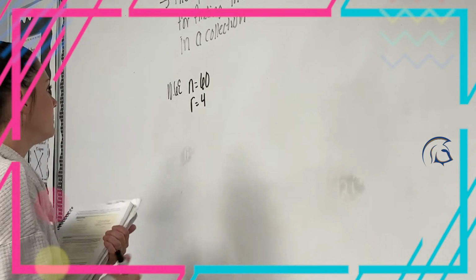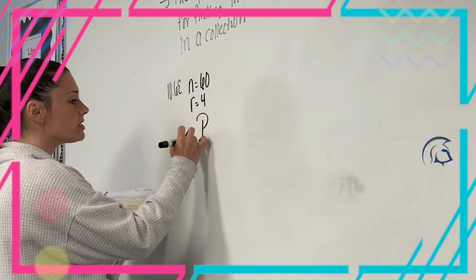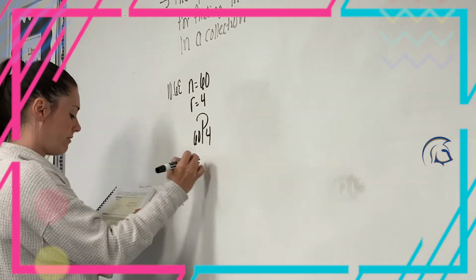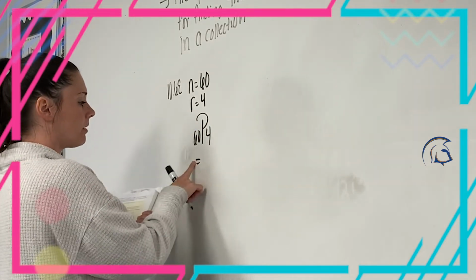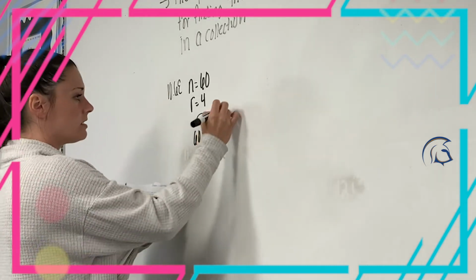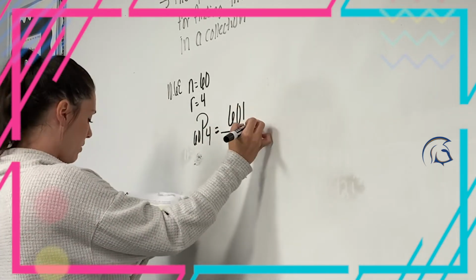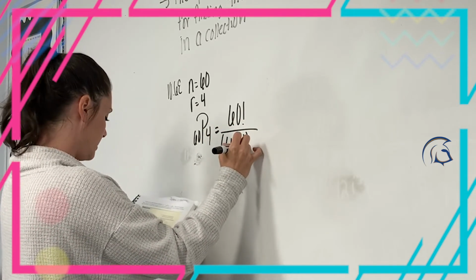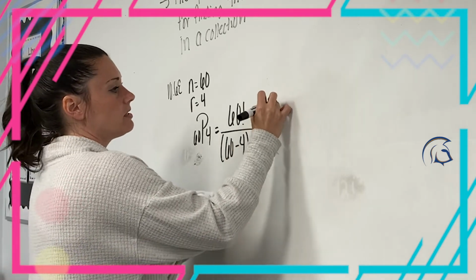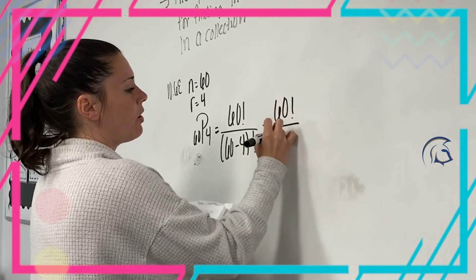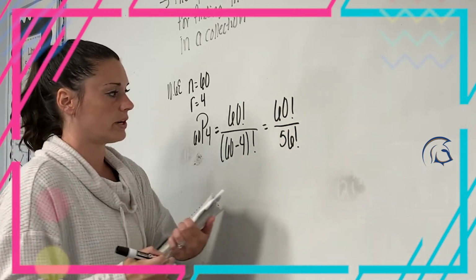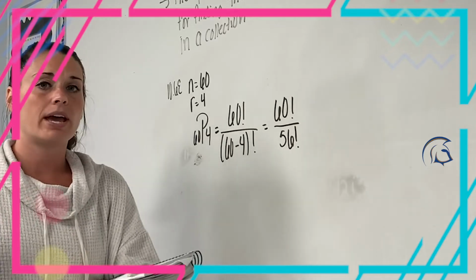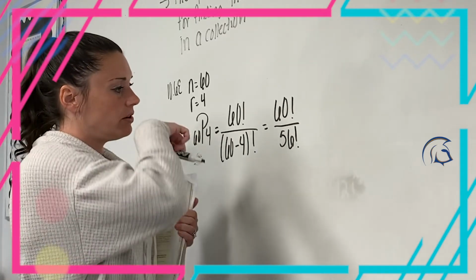So here we go. Here's our permutation notation. Okay, all right. So our formula, we're gonna set it up. I'm gonna just move it right up here. 60 factorial over (60 minus 4) factorial. 60 factorial over 56 factorial. 60 minus 4 is 56 factorial.